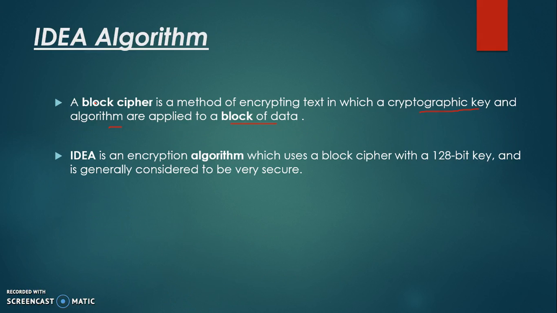Before explaining the IDEA algorithm, let me explain what a block cipher is. A block cipher is a method of encrypting a text in which you require a cryptographic key and an algorithm that is applied to the block of data. When the key and algorithm are applied, your data is encrypted. Some examples of block ciphers are IDEA, SEED, RC2 and RC5, but we will only focus on IDEA. IDEA is an encryption algorithm which uses a block cipher as above, and it has a 128 bit key and is considered to be very secure.